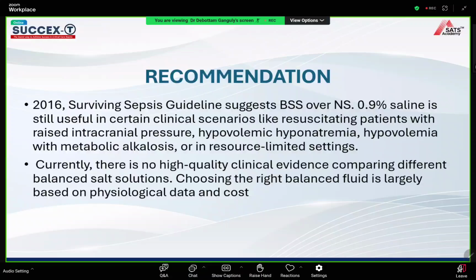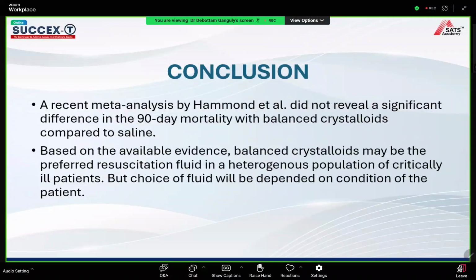Currently there is no high quality clinical evidence comparing different balanced salt solutions. That also concerns whether Ringer's lactate or Plasmalyte is better. There is no study between these balanced salt solutions. So choosing the right balanced fluid is largely based upon physiological data and the cost.